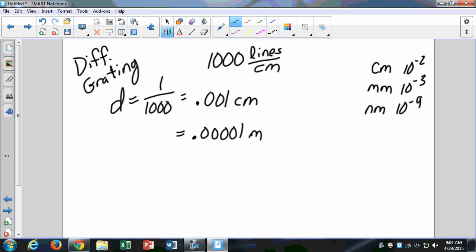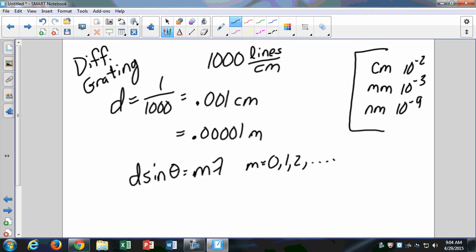So you find the bright and dark spots in the same way. That's just d sin theta equals m lambda, where m is 0, 1, 2, and so on. Okay, remembering to convert everything to proper SI units.